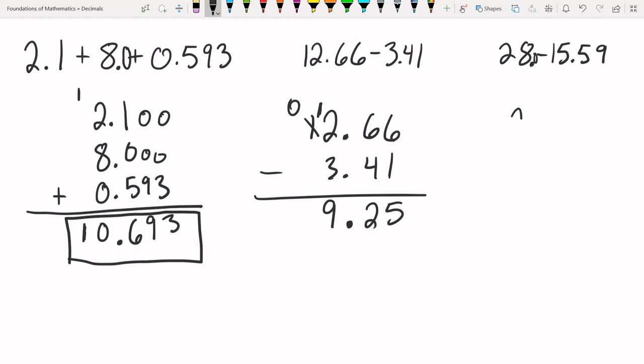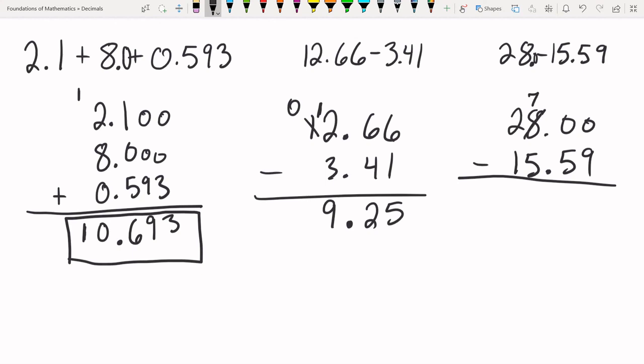So I'm going to write 28.0 minus 15.59. Add the 0 place value, and you see that we need to do some carrying over some digits. So make this a 7, this becomes a 10, make that a 9, and that becomes a 10.